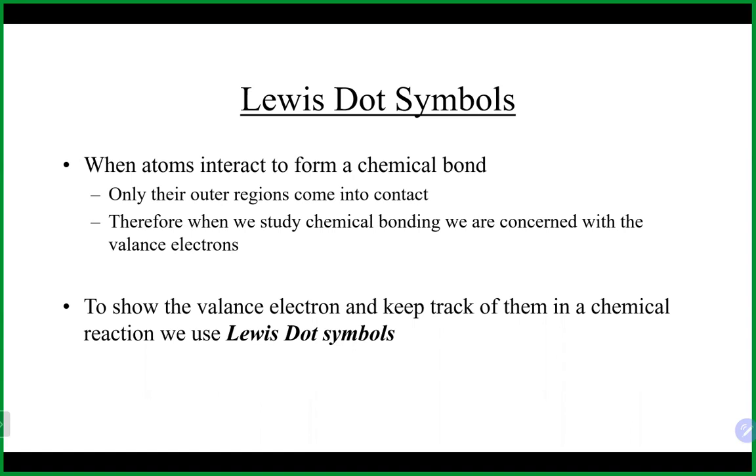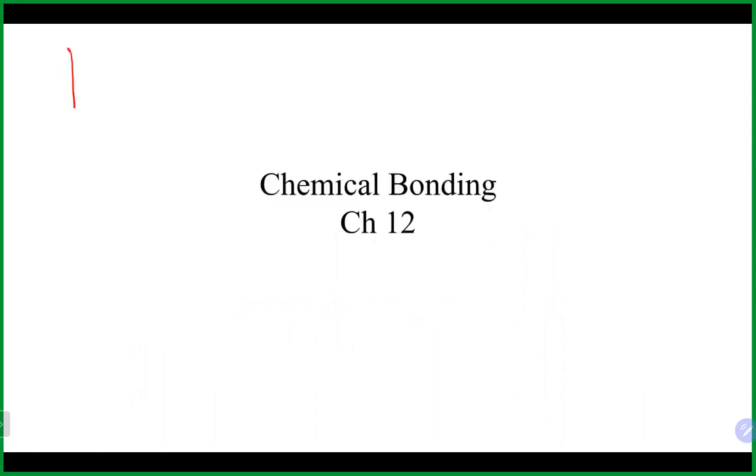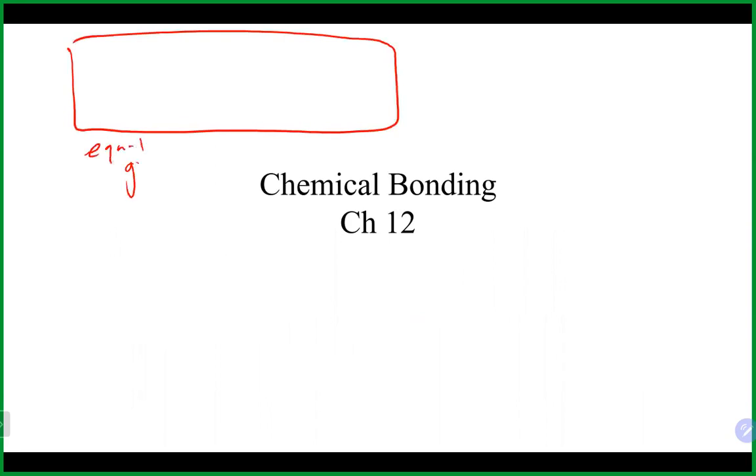So when two atoms come together, it is the outer electrons that really participate in bonding. So when we draw our Lewis dot symbols, we only use the valence electrons in our symbol. A reminder that the quickest way to figure out the number of valence electrons is that it is equal to the group number. So the number of valence electrons is equal to the group number.